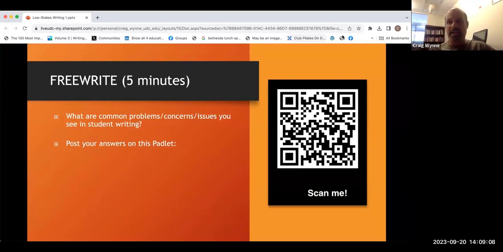I always like to start most of my classes with some kind of a free write exercise or an in-class writing exercise, just designed to get people thinking about whatever topic it is. What I'd like to start off with is, what are some common problems you see in your classes with respect to student writing? There's a little QR code that you can scan if you'd like. It leads you to a Padlet that'll allow you to just write out your thoughts. Just take about 5 minutes or so to think, and just get it on the board on the screen.